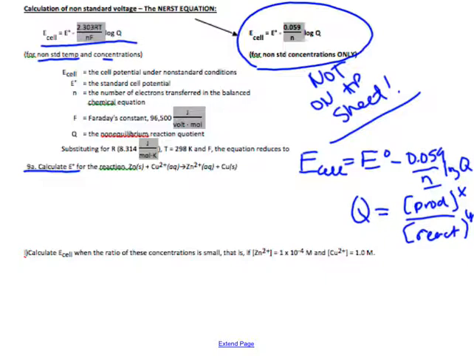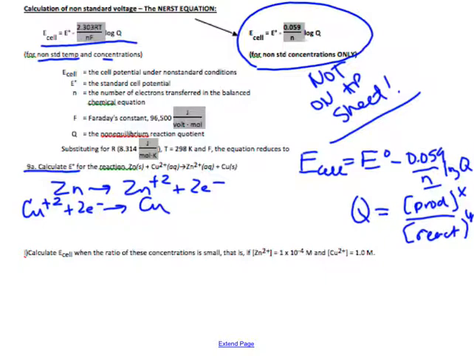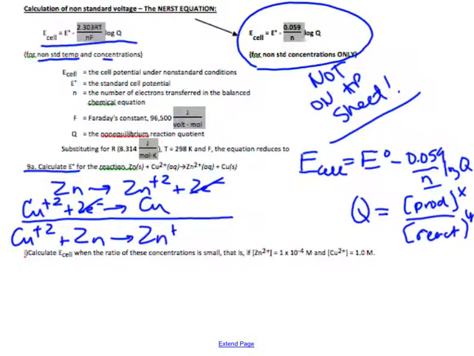Write my half reactions. So zinc going to zinc plus 2 electrons. And my other half reaction is copper plus 2 electrons goes to copper. Because I know what's coming, I know I'm going to need to use the Nernst equation. I need that balanced equation overall. So I'm going to cancel these out, and I get Cu plus 2 plus zinc makes zinc plus 2 plus Cu.